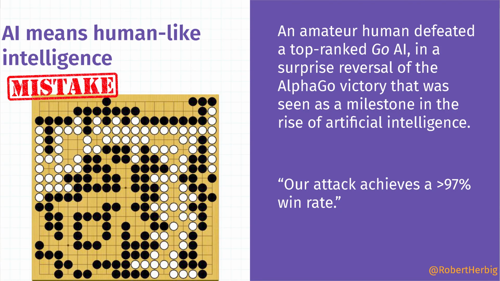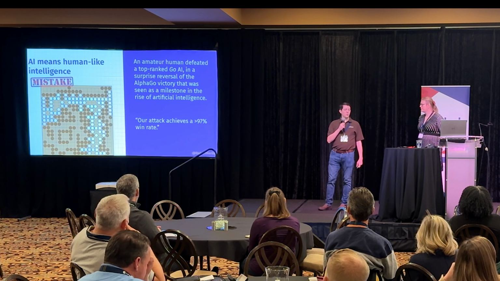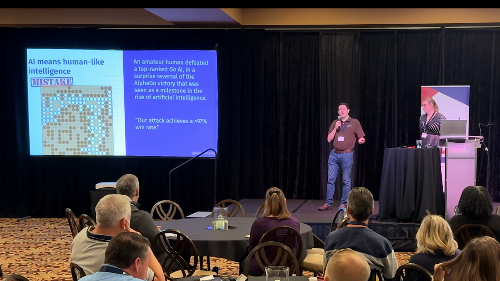The amateur was part of a team who actually built an adversarial AI to find strategies that the top-ranked Go AI, KataGo at the time, could not anticipate. Again, the solution space is so large, even the computers can't enumerate everything. They came up with an attack that achieves a 97% win rate. They had found a blind spot in the AI.